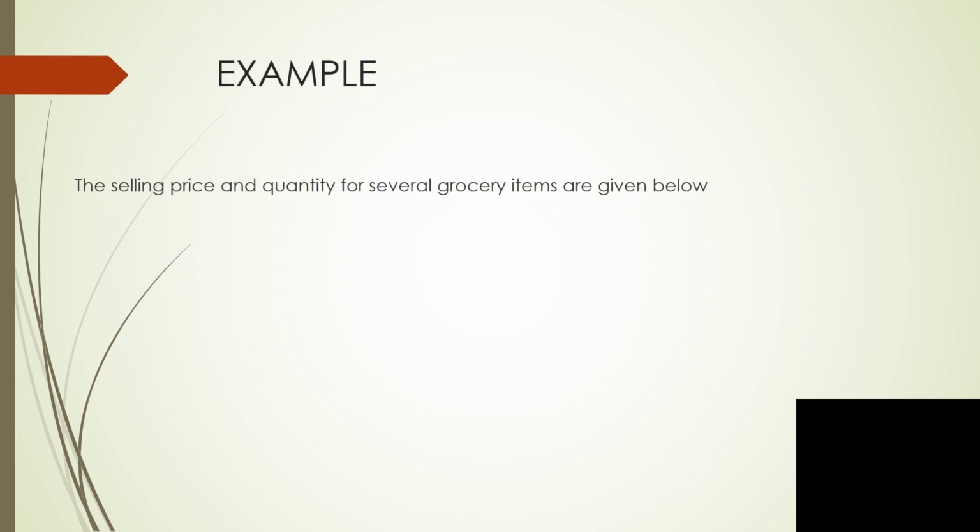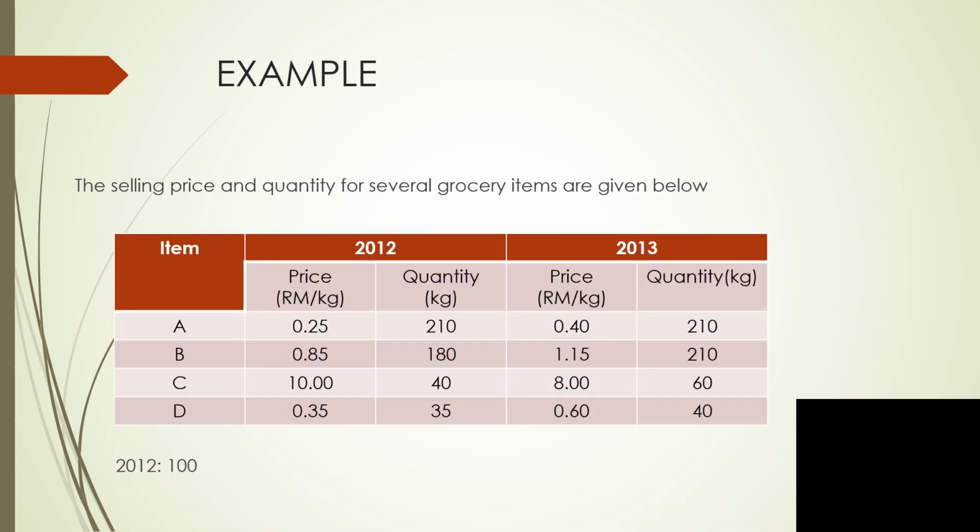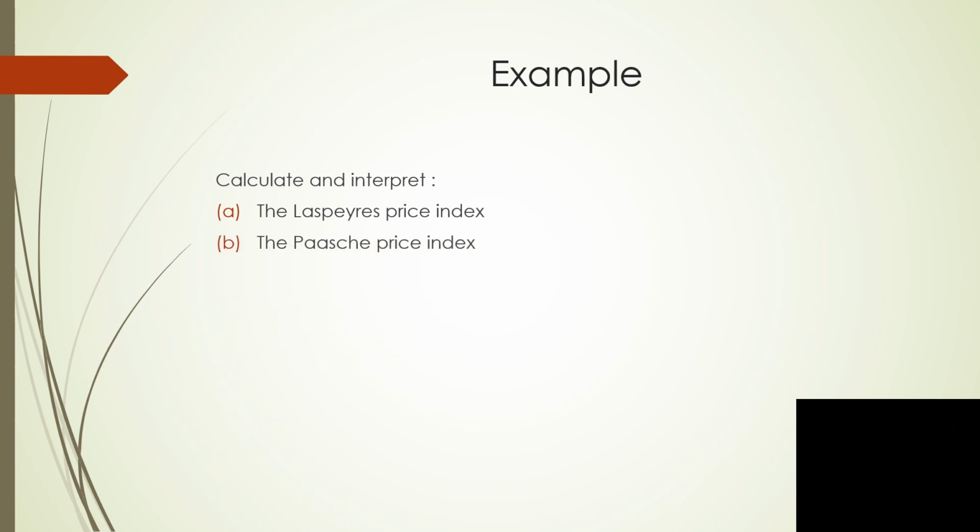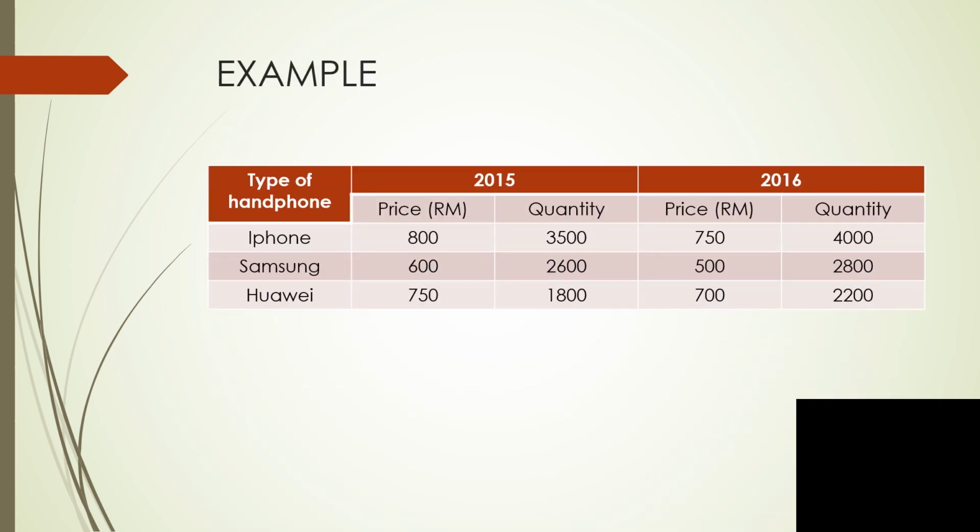Example: the selling price and quantity for several grocery items are given below. Items A, B, C, D. The price and quantity for 2012 and 2013. Calculate and interpret the Laspeyres price index, the Paasche price index, the Laspeyres quantity index, and the Paasche quantity index. Type of handphones: iPhone, Samsung, and Huawei. Price and quantity for 2015 and 2016.